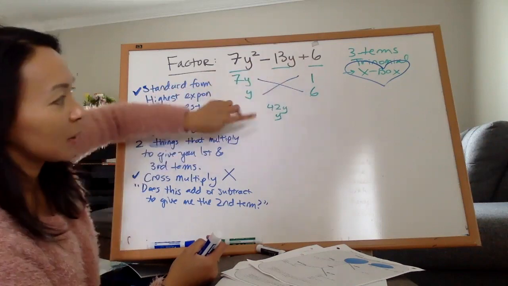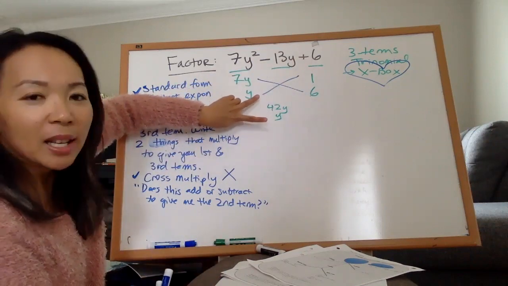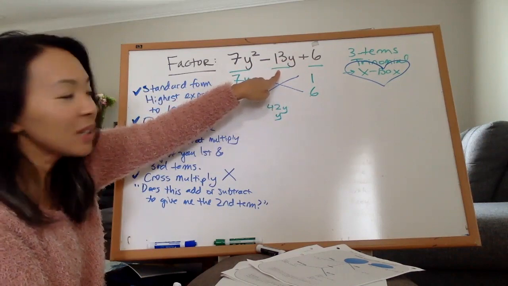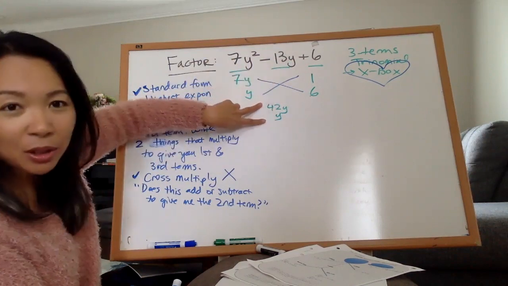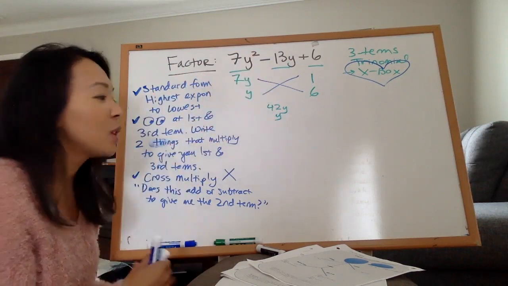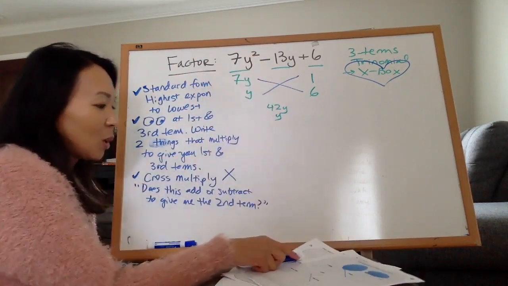So what I'm going to do is look at these two. When I cross multiply, I got 42y and y. So can I add or subtract these numbers to give me a negative 13y? Well, if I add, I get 43y. If I subtract, I get 41y. So the answer is no. So those numbers do not work.